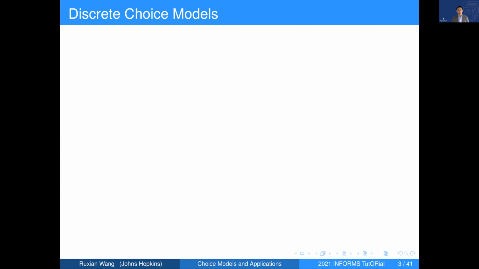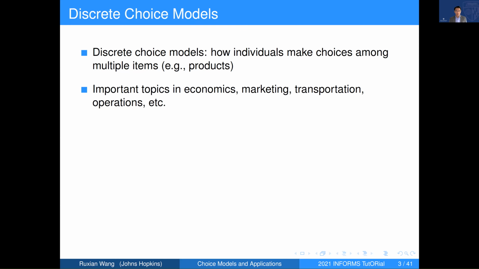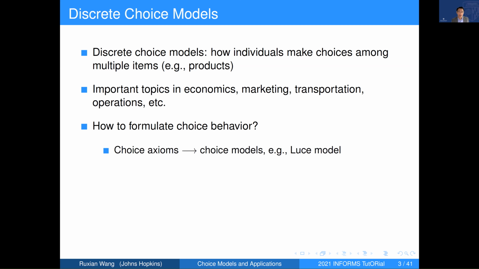Discrete choice models can help us to describe consumer choice behavior. Discrete choice models are concerned with how individuals make choices among multiple items, like products. It's a very important topic in economics, marketing, transportation, and operations. How to formulate the choice model, how to formulate the choice behavior.